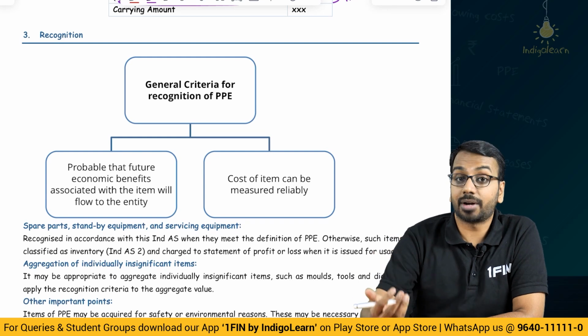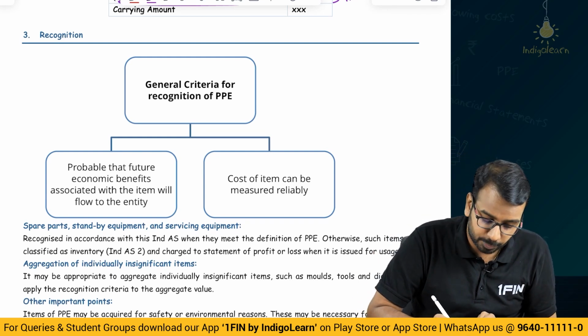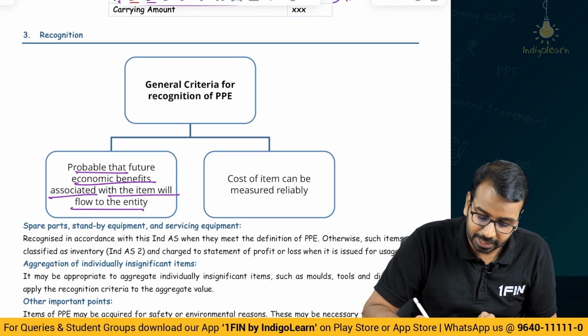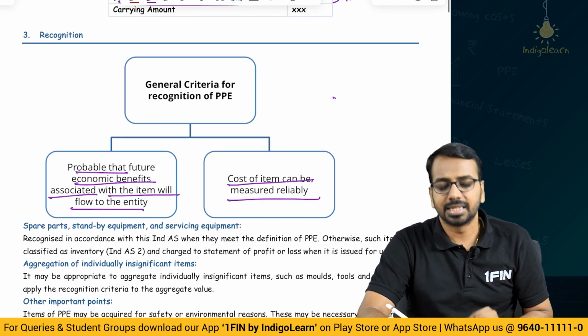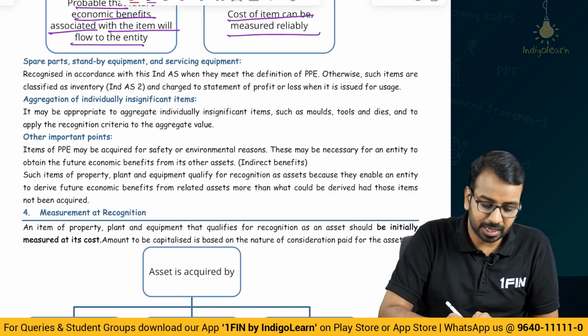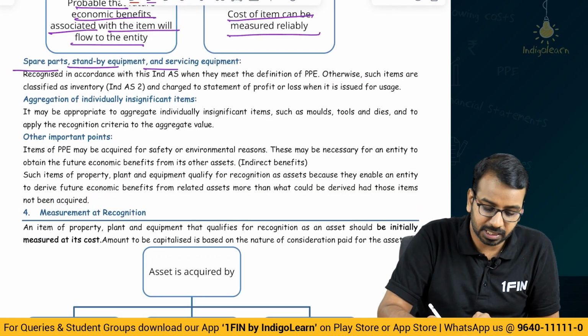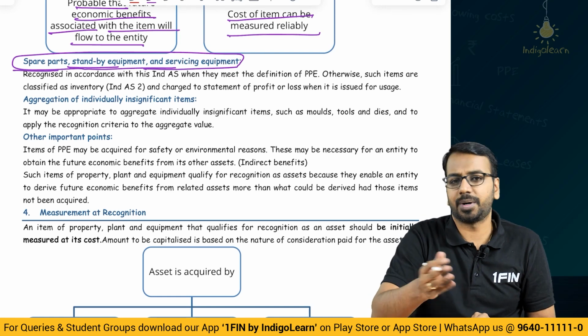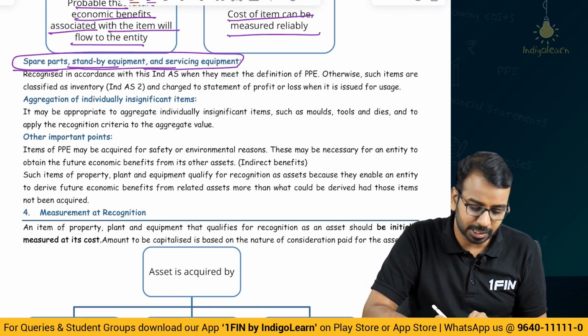Now, what is the recognition criteria for PPE? It should be probable that future economic benefits associated with the item will flow to the entity and the cost of the item can be measured reliably. Similar conditions you will learn in Ind AS 38 and also Ind AS 40. If there are spare parts, standby equipment and servicing equipment, if they meet the definition of PPE, they will be measured as per Ind AS 16, otherwise they will be measured as per Ind AS 2.